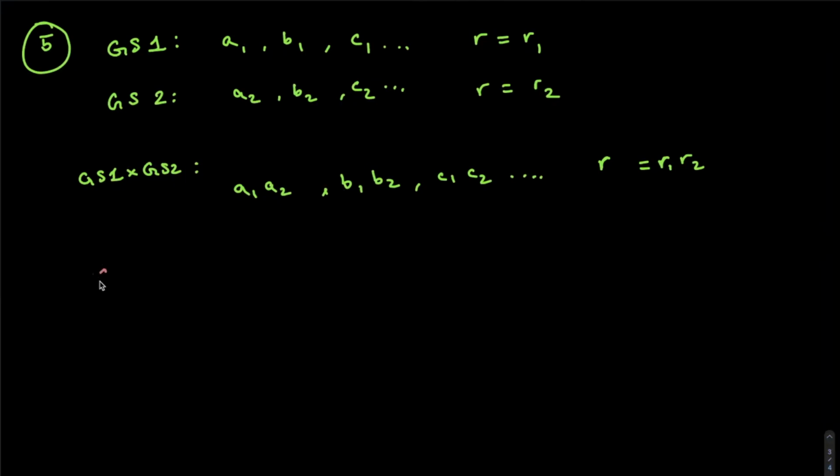So if I have GS1 as 2, 4, 8, where the common ratio is 2. And if I have my second geometric sequence, which is 3, 6, 18, every time it's being multiplied by 3. So here I'll have common ratio 3.